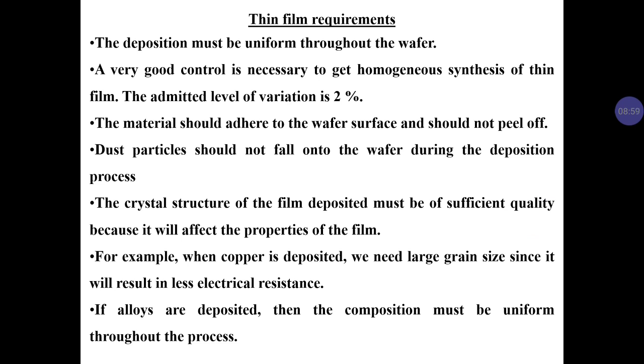In alloys deposited, the composition must be uniform. So in the case of alloy, the composition must be uniform throughout the process. If two different metals form a thin film, then in one region 40-60%, in another region 50-50%. If it is of different composition, then we won't get the desired proper material. The composition must be equal in each and every region of the thin film. So these are the requirements for growing a thin film.